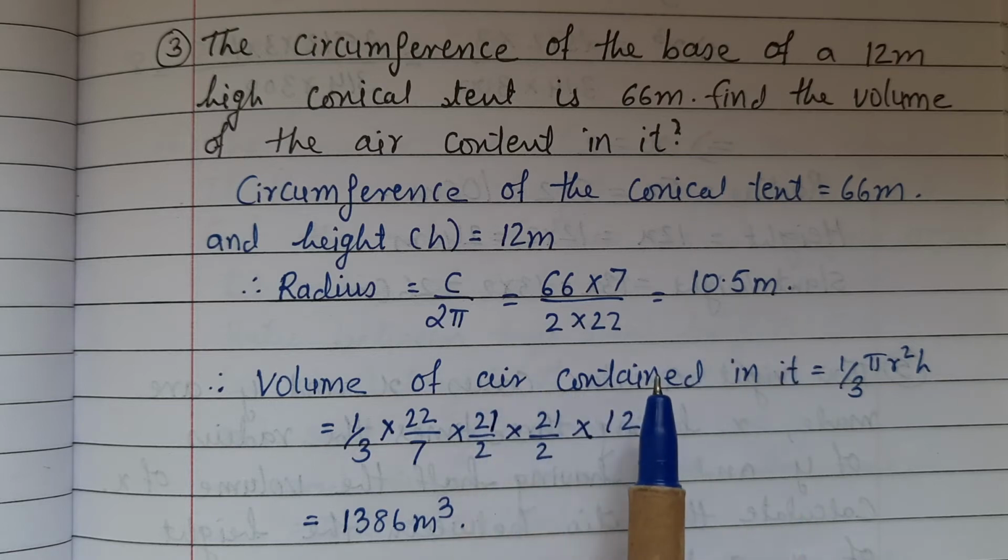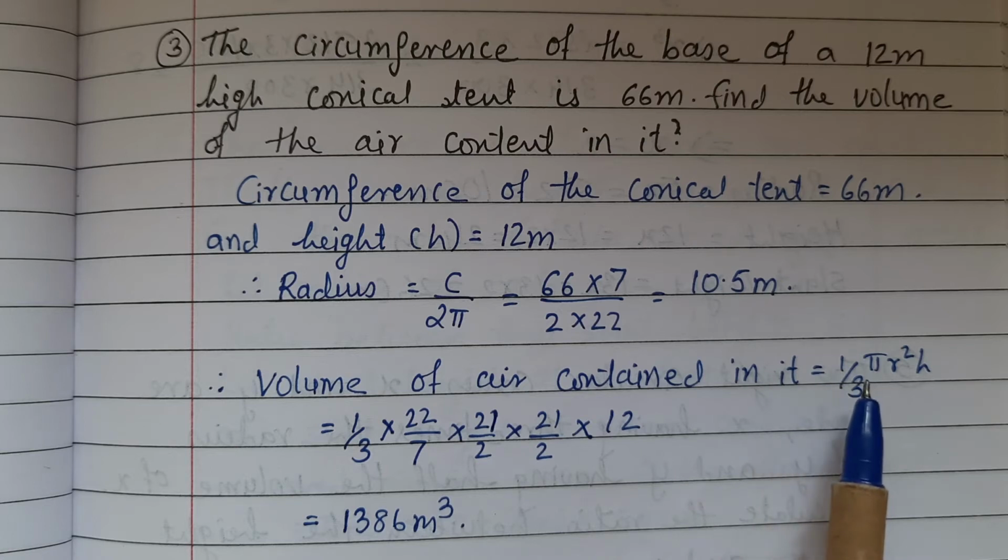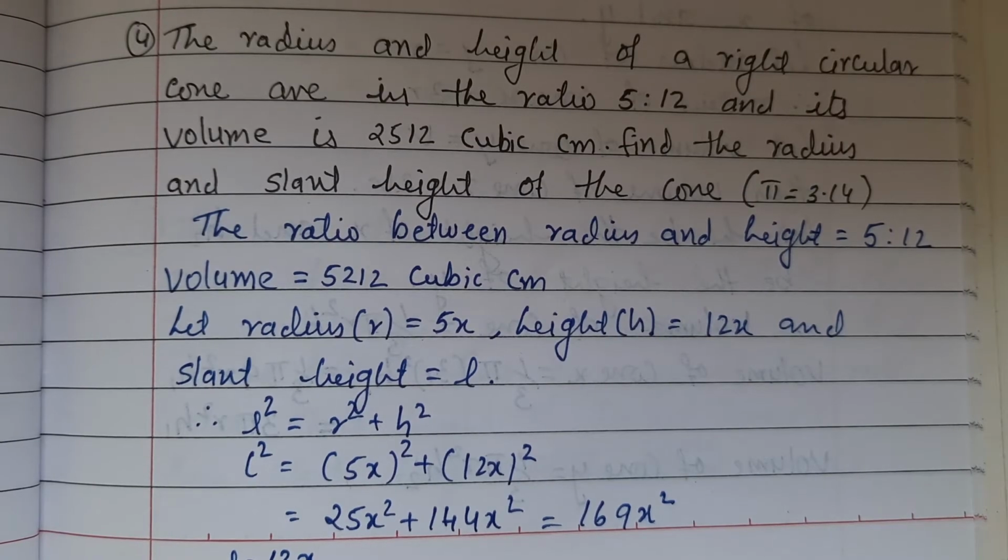Volume of air content means volume of a cone, which is equal to 1 upon 3 pi R square H, which is equal to 1 upon 3 into 22 by 7 into 21 upon 2 into 21 upon 2 into 12, which is equal to 1386 meter cube.